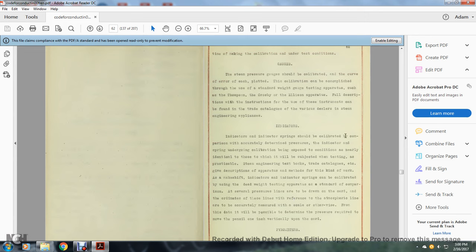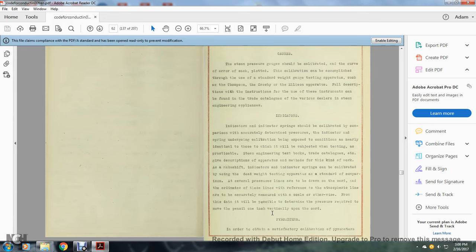Indicators. The indicator spring should be calibrated by comparison with the actual determined pressure, the spring undergoing calibration being used in conditions nearly identical to those under which it was subjected when testing. Practical steam engineering textbooks, trade catalogs, etc., give descriptions of the apparatus and methods of this kind of work. As a makeshift, indicator springs can be calibrated using the weight of the testing apparatus as a standard for comparison with several pressure lines drawn on the card, and the ordinates of the lines from the atmospheric reference line give an accurate measure of the scale. From this data it will be possible to determine the pressure required to move the pencil an inch vertically upon the card.